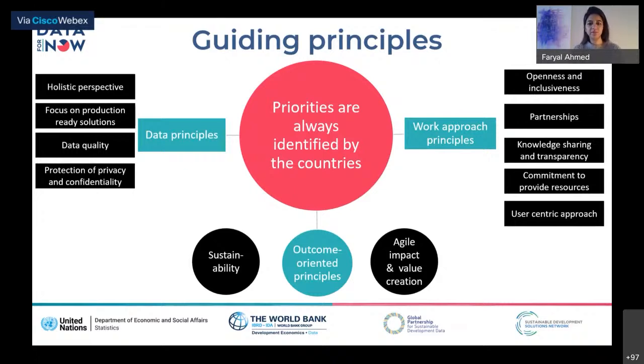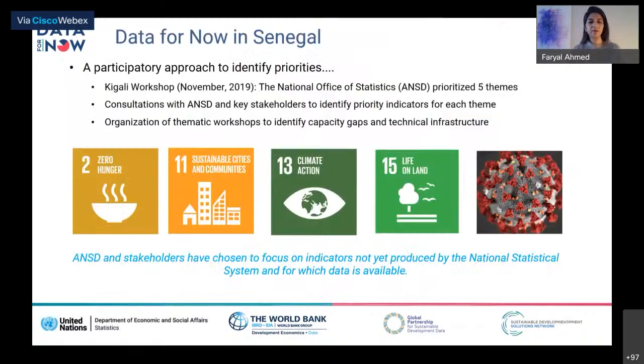I'll now move on to the next slide, where we'll be talking about the Data for Now initiative in Senegal. So this is one of the countries which is funded by the Italian project. This is one of the two countries currently that we have in the Italian project, including Colombia. So we have been working very closely with the ANSD, which is the National Statistics Office in Senegal, to identify and actively implement activities to fill those data gaps.